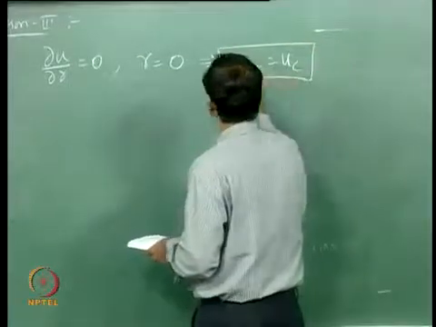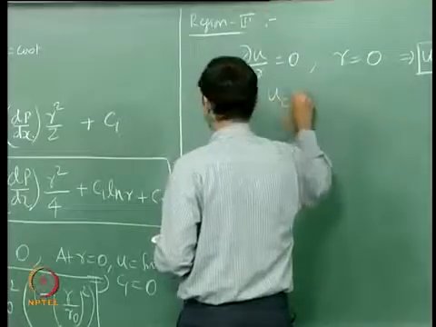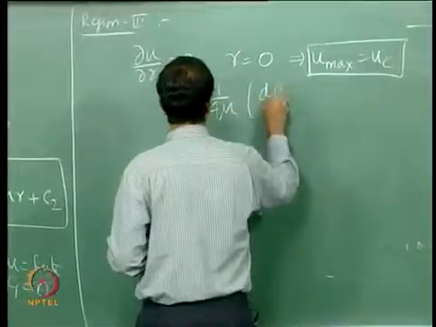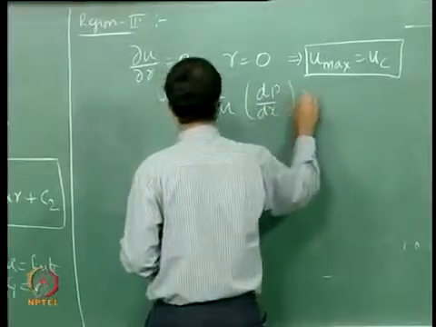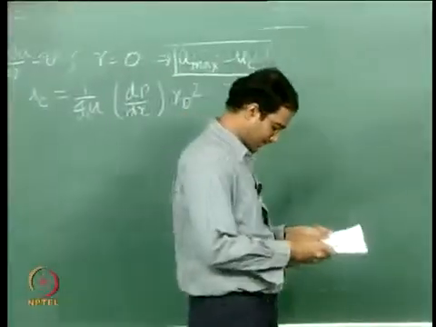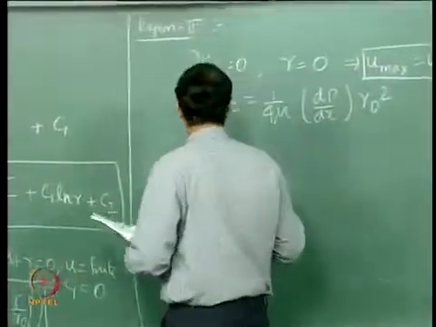Okay, the center line velocity is the maximum velocity, and the value of the maximum velocity here is minus 1 by 4 nu dP by dx r naught square. This is the value of maximum velocity. So now we will go ahead and calculate the other.